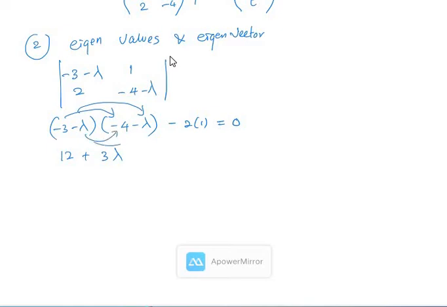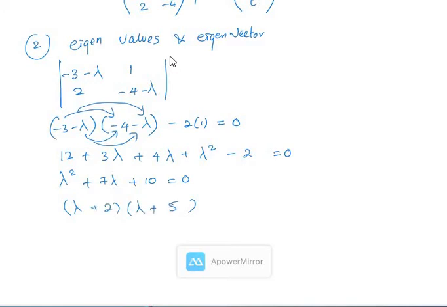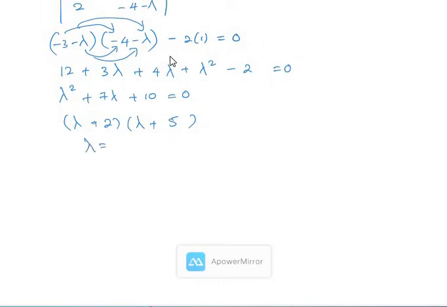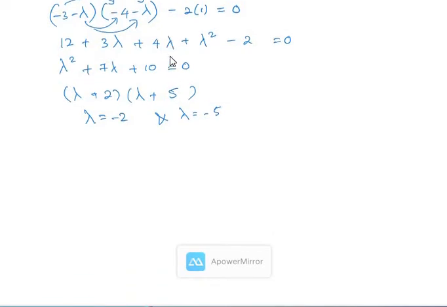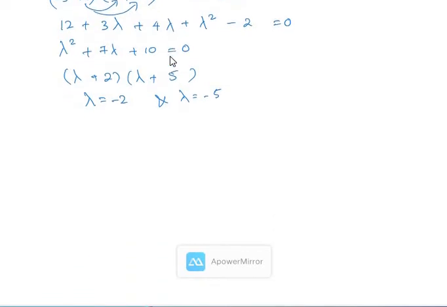And then this one multiplied with this one again, plus 4 lambda plus lambda square, minus 2 equal to 0. When you simplify, you get lambda square plus 7 lambda plus 10 equal to 0. Then you can factorize it. When you factorize, you get 2 and 5, so plus and plus. So lambda equals -2 and lambda equals -5. Okay, so you have two values of lambda, that we call eigenvalues.